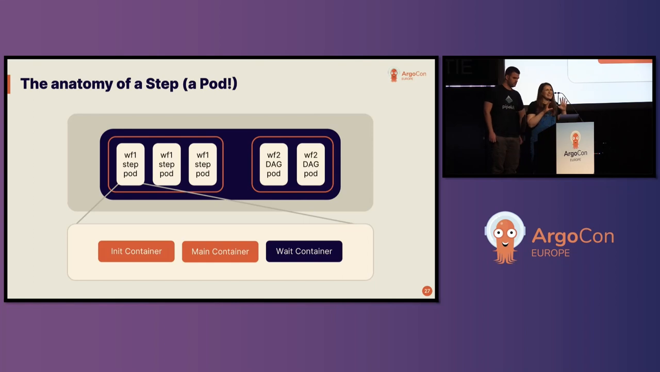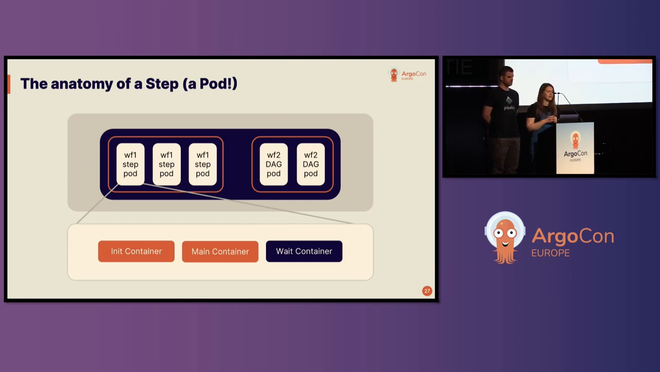So this is nearly the last time you will hear me say this. We have established that a step is a pod and a pod is a step. But of course, that leaves us with one final question. What is actually going on inside the pod for each step in my workflow? For the sake of time, I'll simplify slightly, but in general, if we zoom into our pod running our workflow step, then we will see three containers.